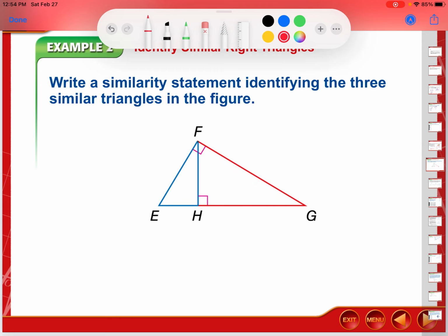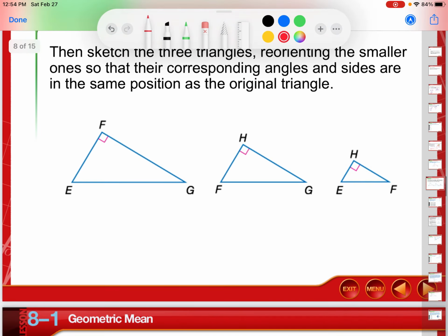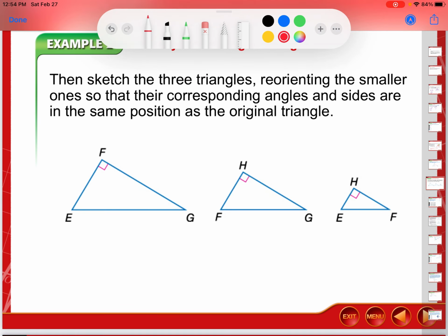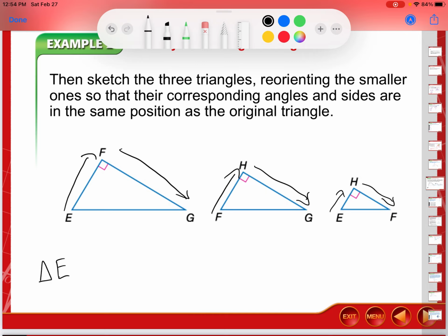So like I said, I think it's beneficial to redraw these and orient them the same way. So I kept this little picture in here showing that happening, because now that they're all drawn and oriented the same way, for me to write my similarity statement, I don't even have to really think about it. I can just say, okay, triangle EFG is similar to triangle FHG is similar to triangle EHF, because I'm following that same pattern every time, which we have to do in order to write a similarity or a congruence statement. FHG, and it's also similar to triangle EHF.